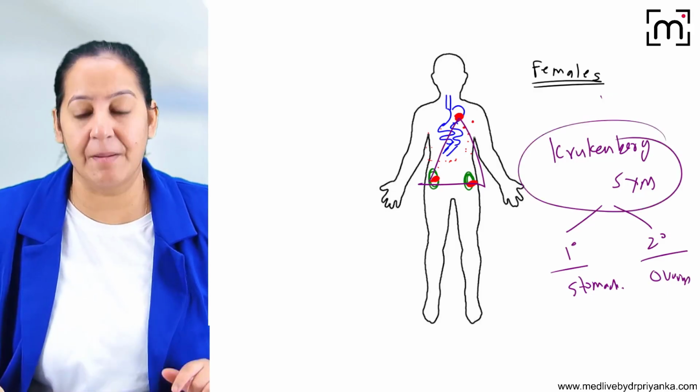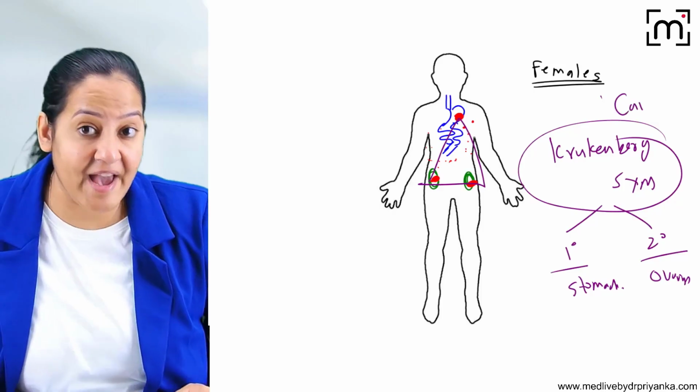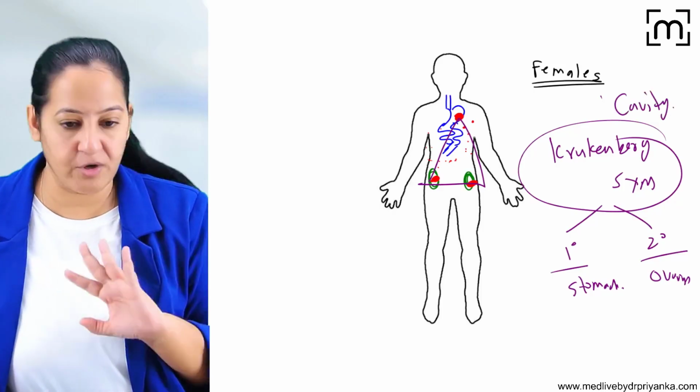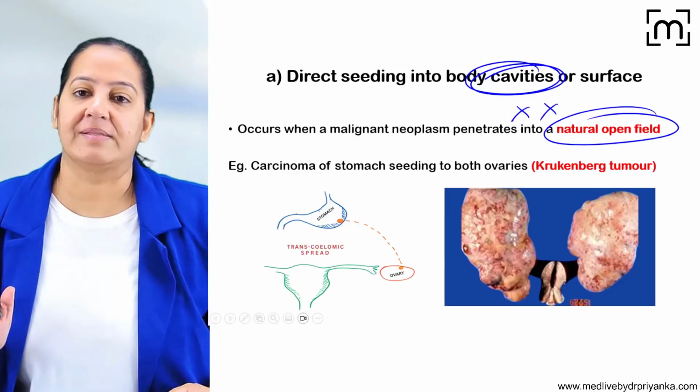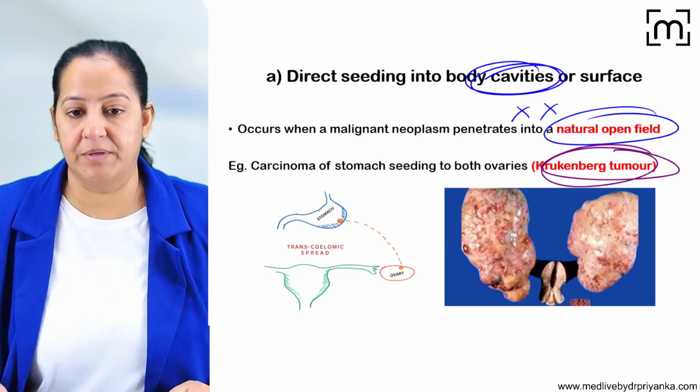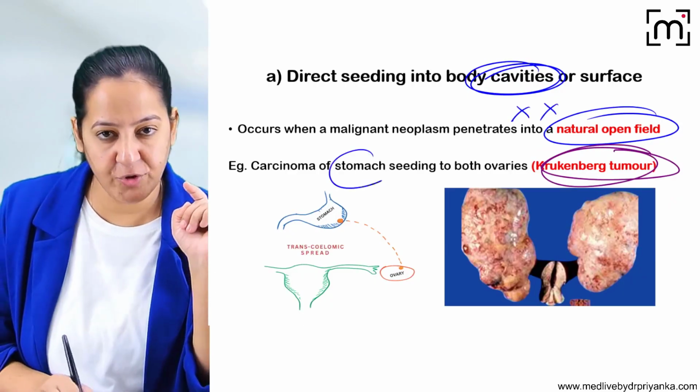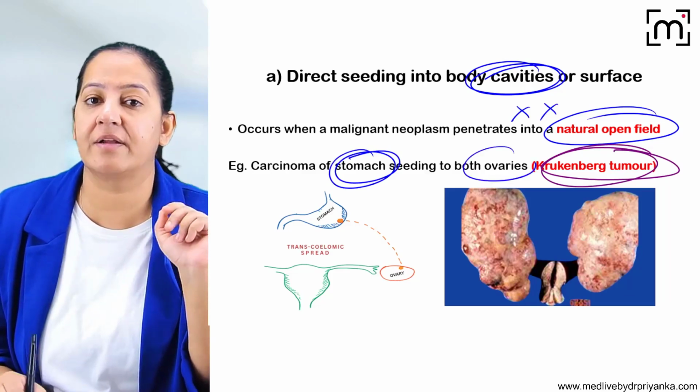So that is the best example in which the tumor is spreading via cavity. It is not through lymphatic, not through blood vessel. It is via open cavity. And it is the best example of the transcoelomic route. It is Krukenberg tumor in which the primary tumor is in the stomach and 2 secondaries are in both the ovaries.